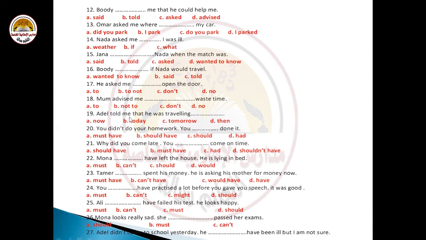Number 19, Adel told me that he was traveling. We decided before we need to change some words in reported speech. From these words, we need then. Adel told me that he was traveling then. You didn't do your homework. You must have, should or had done it. You should have done it.